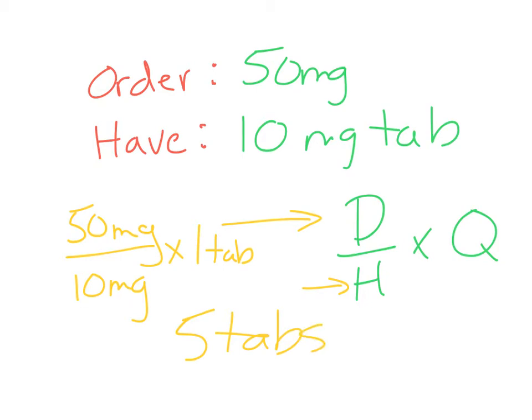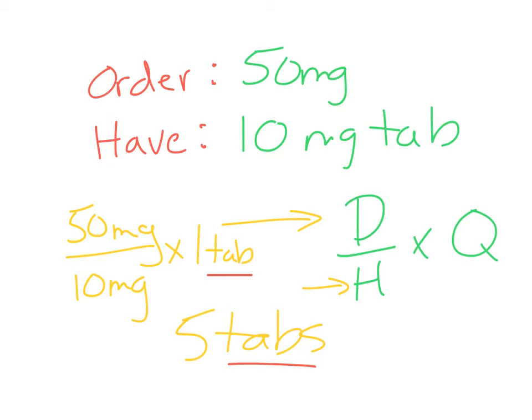So another thing I want to point out with the use of this formula is you'll notice that the unit of our answer, tabs, happens to match the unit of our quantity. And that's how it should be. Obviously, a medication comes in tablets. We're going to give them tablets. If a medication comes in milliliters, I'm going to give them milliliters. So, that'll always be the case.